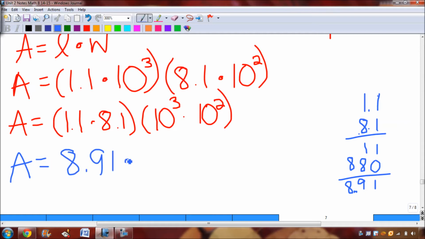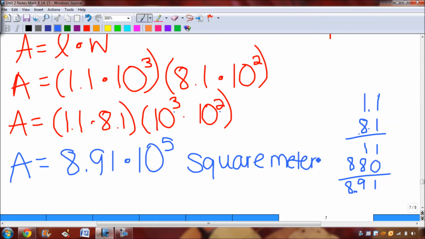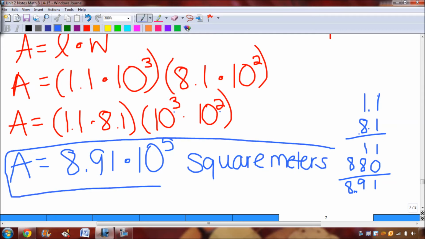Now, since this is multiplication, I should add my exponents, so it's times 10 to the 5th power. The good news is this number is in scientific notation because the coefficient is between 1 and 10, so I don't have to do anything to adjust it. So my final answer is going to be 8.91 times 10 to the 5th. Now we always use area in square units, so square meters. And then I'm done with that question, okay?